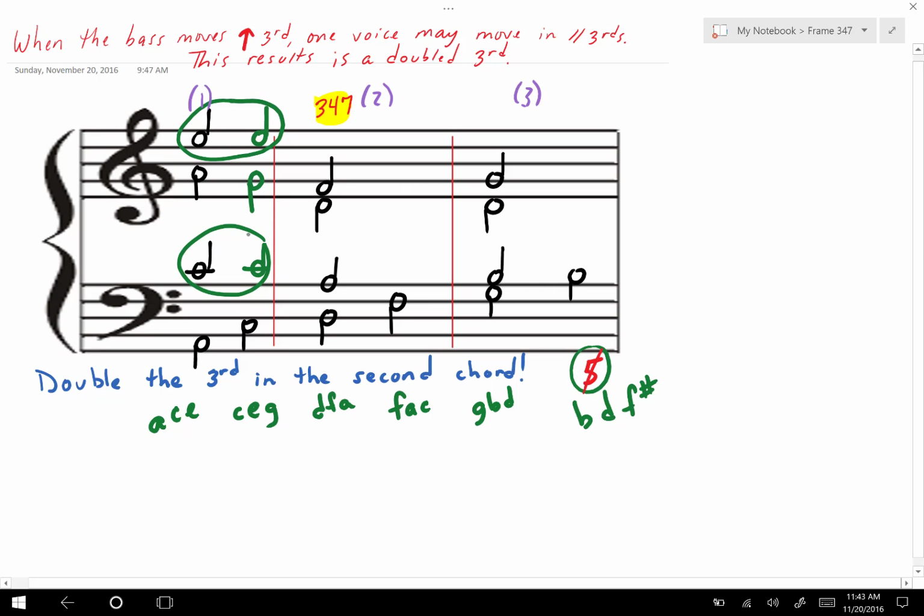So in this case we've doubled the root, but since the bass is moving by a third, what we can do is actually, instead of putting the C there, we can double the third, which creates a more interesting line. And it will sound different when you play it on the piano as well. So that's allowed and that's acceptable. In this particular frame, they actually want you to double the third. So let's try the second example.